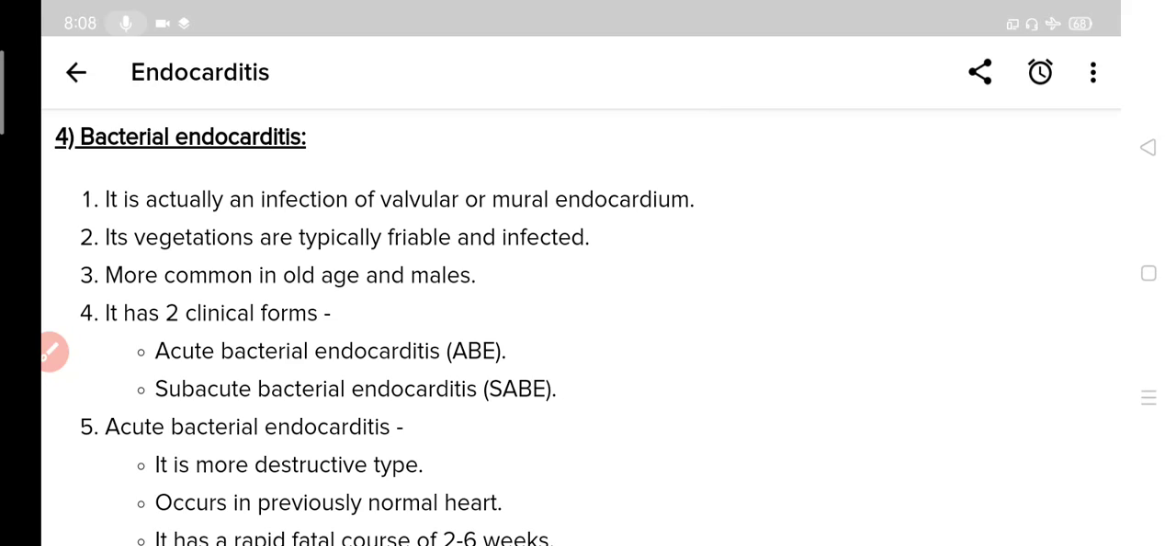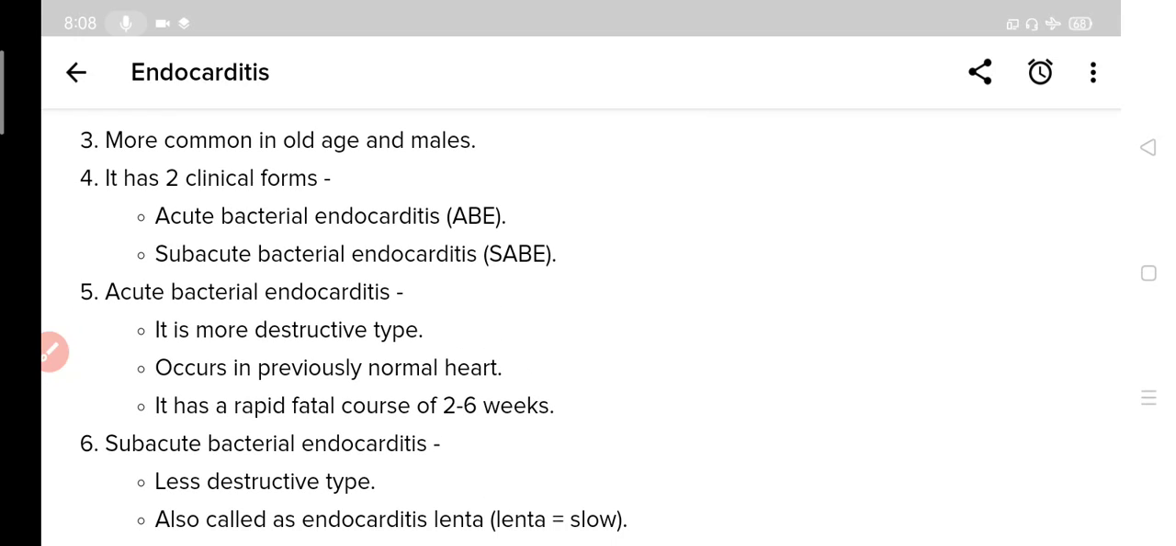Further, bacterial endocarditis has two clinical forms. What are clinical forms? That means it manifests in two forms, one less aggressive and another more aggressive. So, what are its two clinical forms? Number one is acute bacterial endocarditis and second one is subacute bacterial endocarditis.